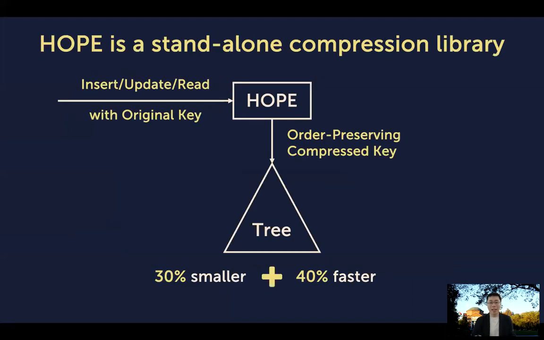Now, based on the string axis model, we built a super fast compression tool called HOPE that can encode arbitrary input strings while preserving their original order. And we found that HOPE allows common in-memory indexes such as B+ trees and tries to be up to 30% smaller and 40% faster at the same time.